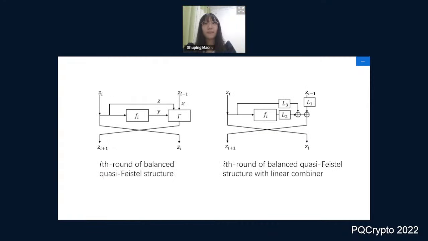For the s-round balanced quasi-Feistel structure, we denote z(i-1) as X. We denote F_i(z(i)) as Y and z(i) as Z. So we consider the case that the combiner of the balanced quasi-Feistel structure is L1 X XOR L2 Y XOR L3 Z.